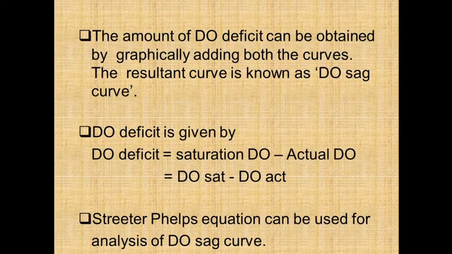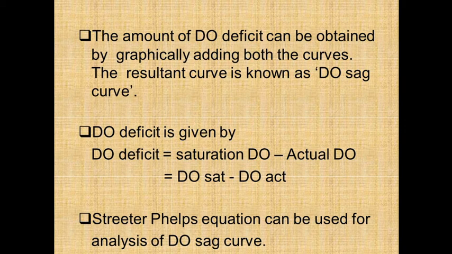The amount of DO deficit can be obtained by graphically adding both the curves, and the resultant curve is known as the DO sag curve. The interplay or interaction between deoxygenation and reoxygenation produces a well-defined profile, and that well-defined profile of dissolved oxygen in the stream is known as the oxygen deficit curve or oxygen sag curve. The amount of DO deficit can be obtained by graphically adding both the curves, and the resultant curve is known as the DO sag curve.